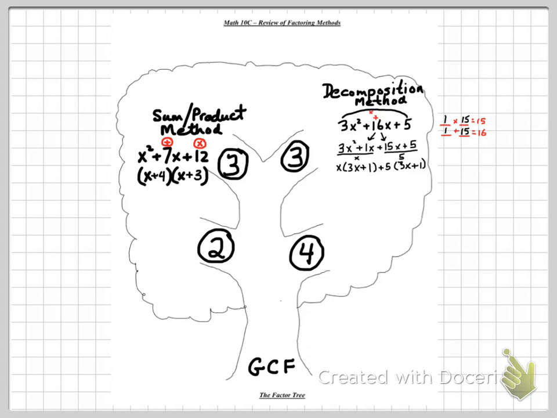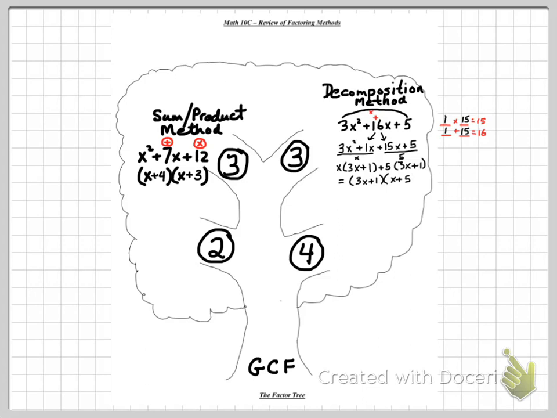Now, to keep going, I have x times 3x plus 1 plus 5 times 3x plus 1, so I can factor 3x plus 1 out of both of those terms, and that's going to be 3x plus 1 times the part that's left over, which is x plus 5. And that's how you factor using the decomposition method.